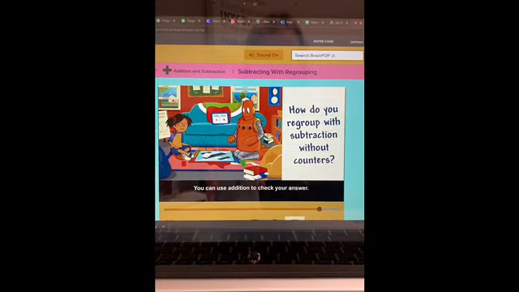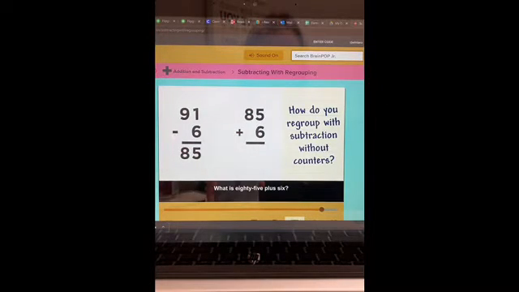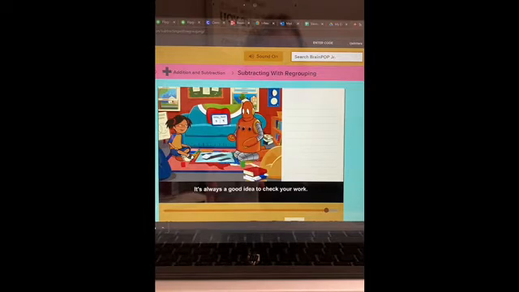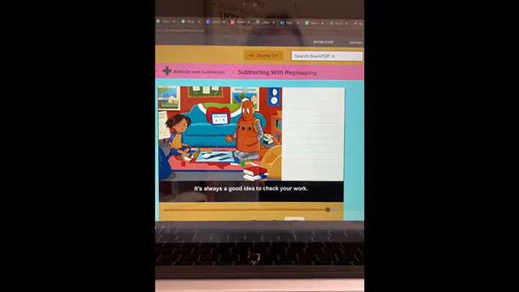You can use addition to check your answer. What is 85 plus 6? 91. I know my answer is correct because the numbers match up. It's always a good idea to check your work.